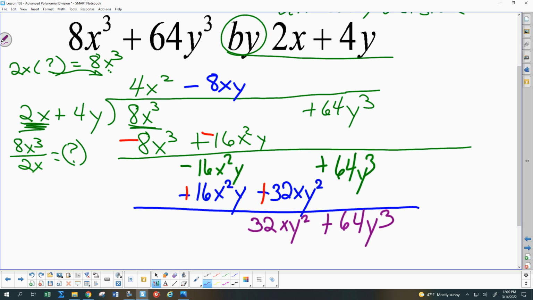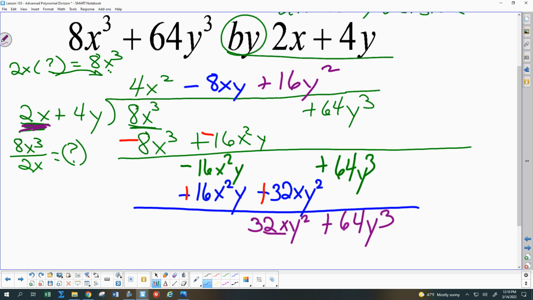And who wants to tell me what you think the next term needs to be? We're going to get it by looking just at the 2x and the 32xy squared. 2x times what will give us the 32xy squared? Caleb? Plus or minus? So a plus 16, what'd you say, y squared? What do you guys think?